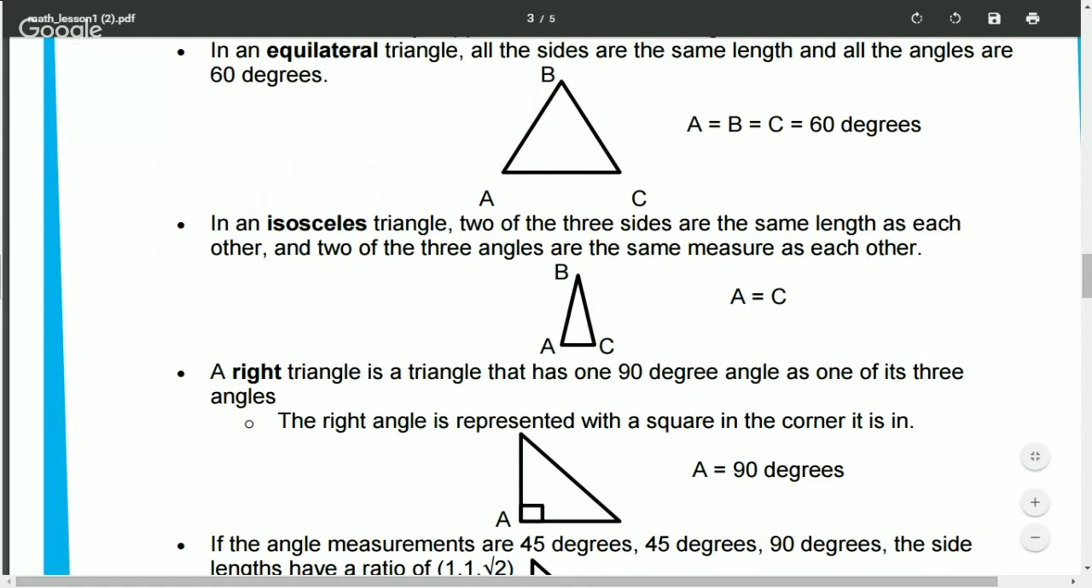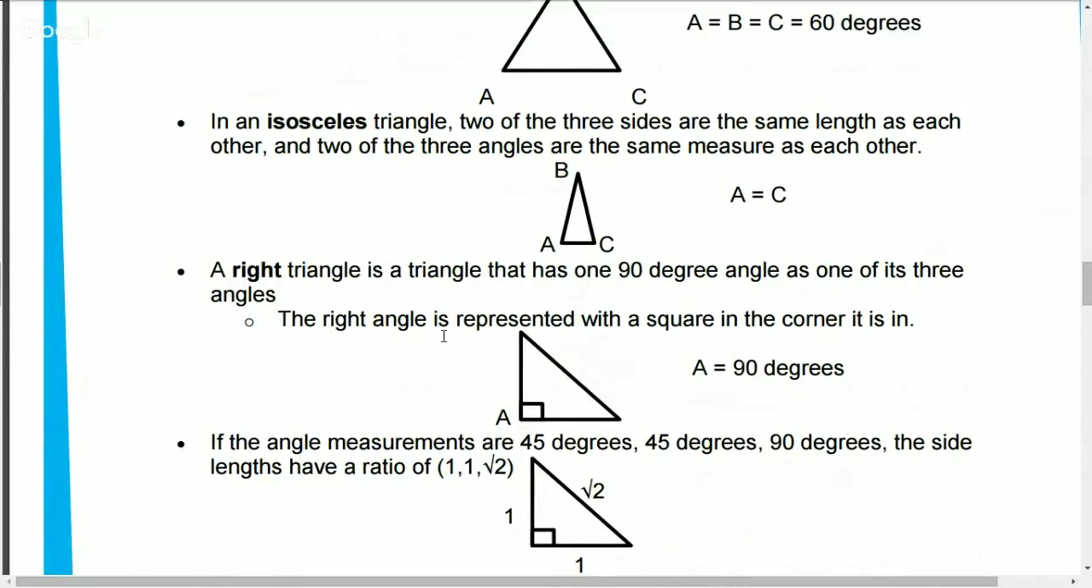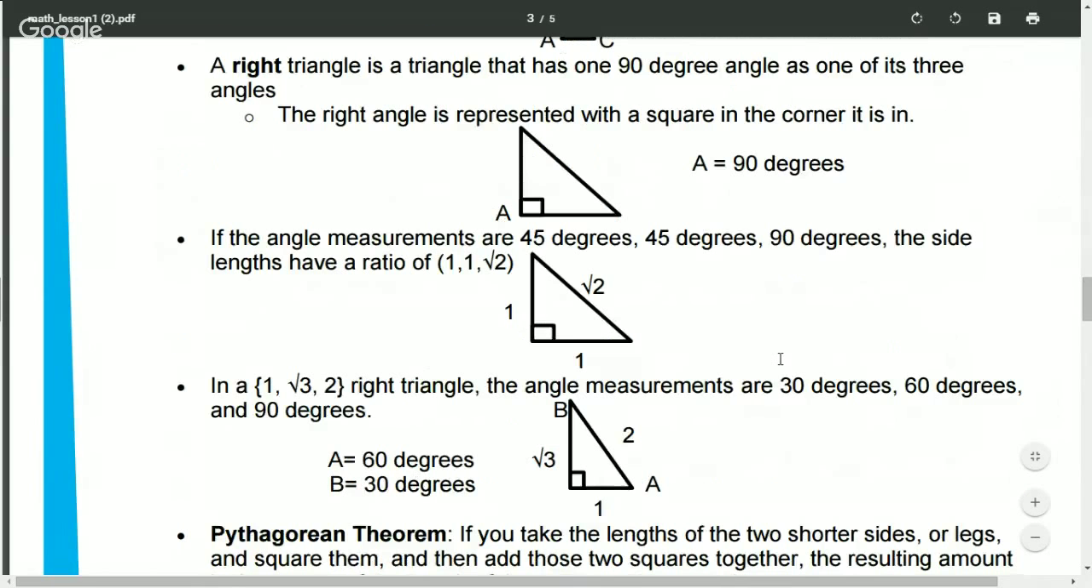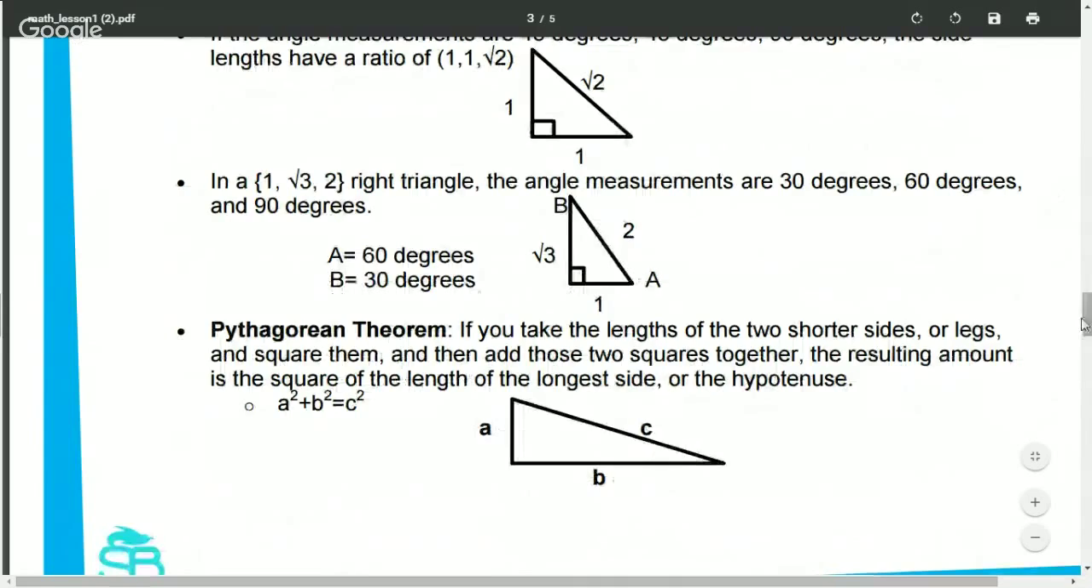Okay. Now a right triangle is a triangle with one 90-degree angle, and that's one of the three angles. One way to know if an angle is a right angle is if there's a square, like here, a square on the corner. These next two triangles are going to be very important, as well as the theorems.